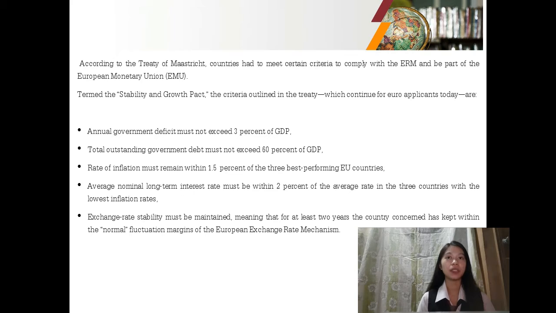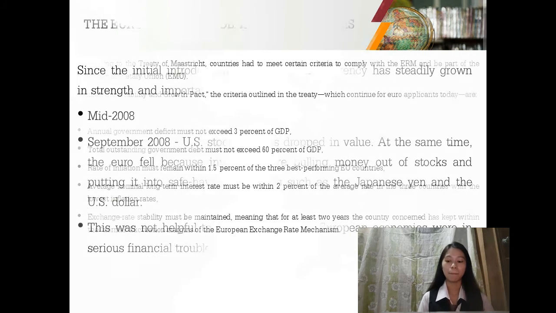Rate of inflation must remain within 1.5% of the three best performing EU countries. Average nominal long-term interest must be within 2% of the average rate in the three countries with the lowest inflation rate. And exchange rate stability must be maintained, meaning for at least the last 2 years the country concerned has kept within the normal fluctuation margins of the European exchange rate mechanism.